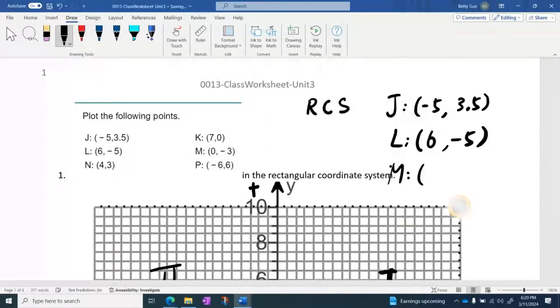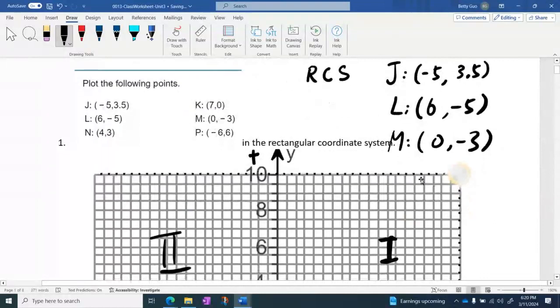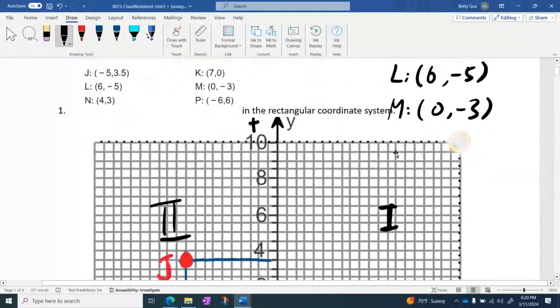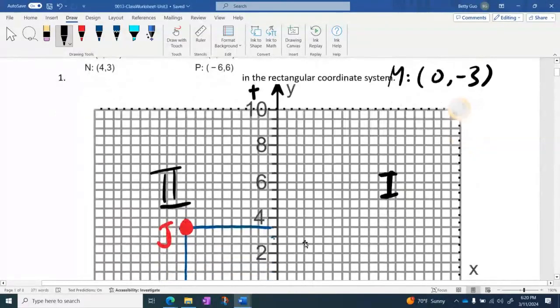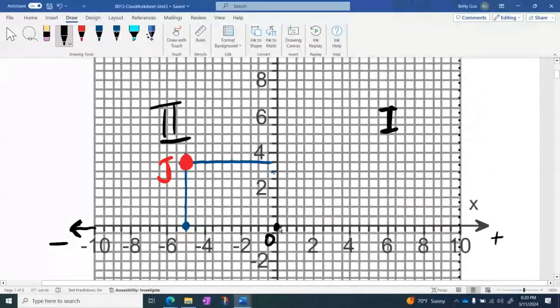The coordinates of point M is (0, -3). Yeah, it has a 0 in one of the components. When the x coordinate is 0, that means what? Horizontally, the point is not to the right of the origin, and not to the left of the origin either. That means the point is going to be on the y-axis. It has to be on the y-axis.